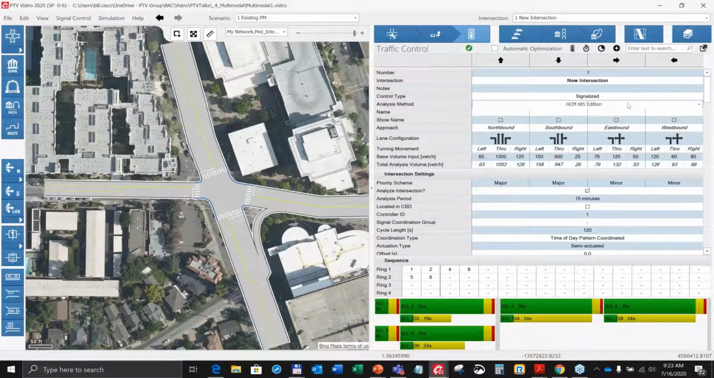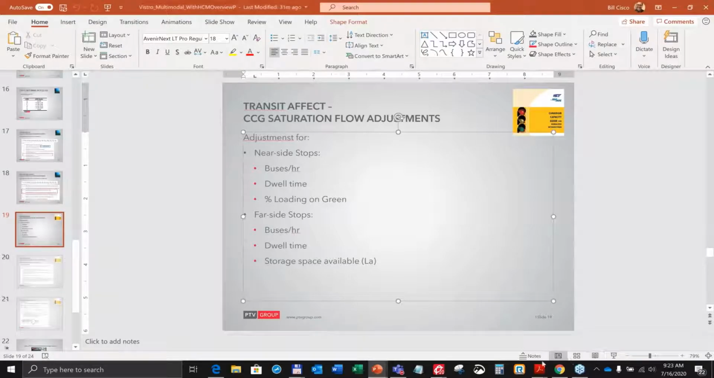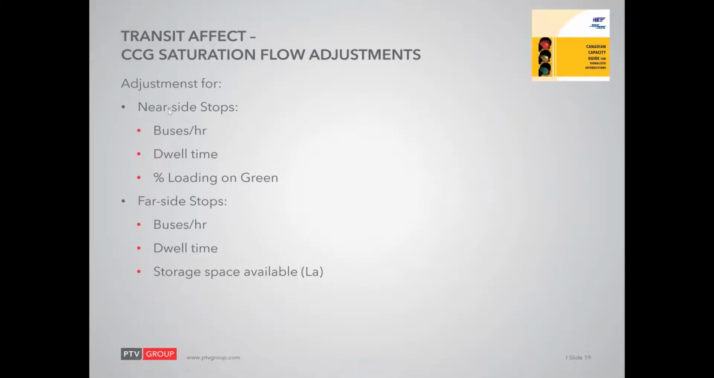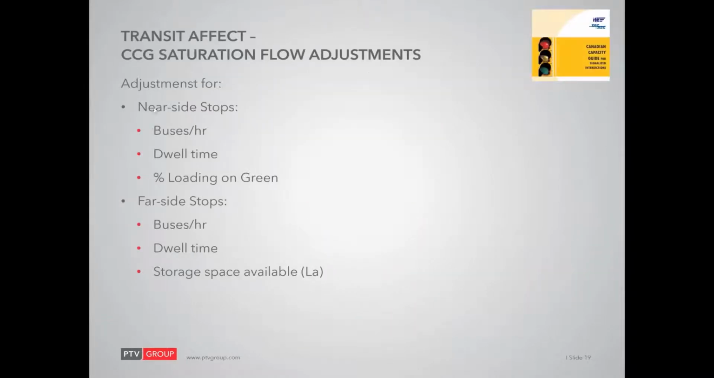If you were to use the CCG method in our software, there are some additional considerations. In CCG, it splits out the effects of both near side or far side. HCM, it really just looks at, like, are you within 250 feet of the signal? And in both of those cases, north and south, we were. But here in the CCG method, it would also take into account dwell time and percent loading on green, and it would identify whether that's near side or far side.